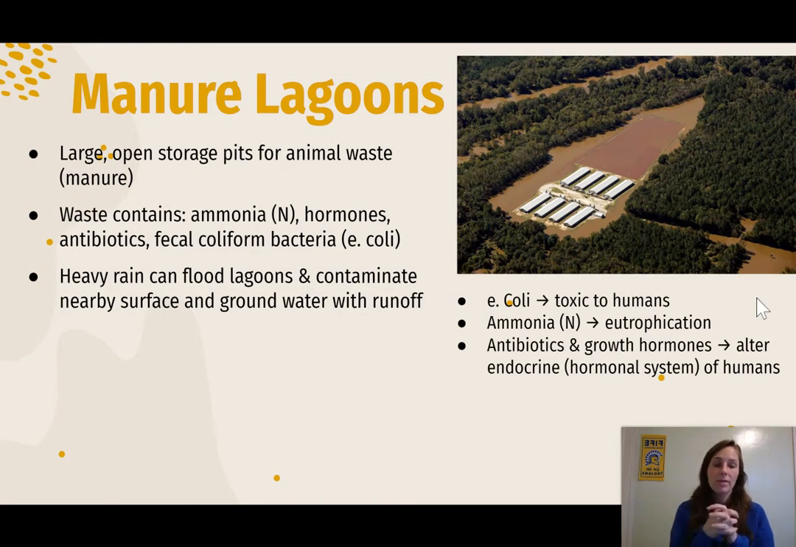So the problem with this ending up in other water sources is going to be, first of all, that E. coli I talked about, which is harmful to humans. So if it gets into the groundwater, that's a big concern. Ammonia, which is high in nitrogen, that can lead to eutrophication of your local rivers, lakes, and those areas. And also those antibiotic and growth hormones that they were given can alter the hormonal system of humans and also of animals. So if this gets into a nearby lake, it's going to impact your fish and your frogs and potentially other living organisms there.